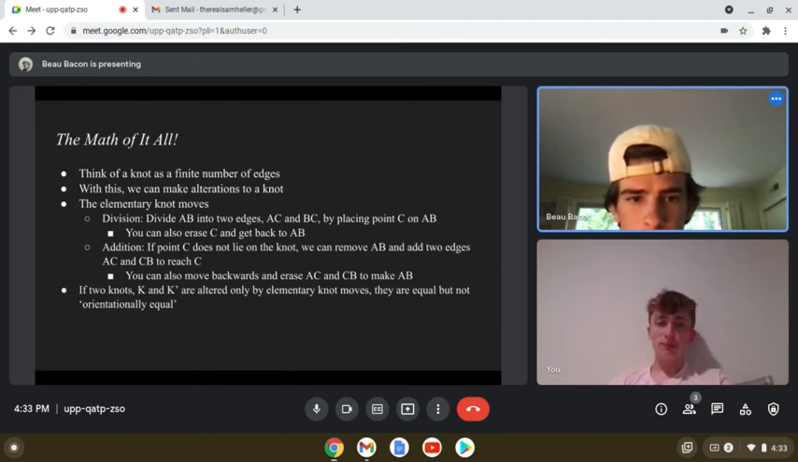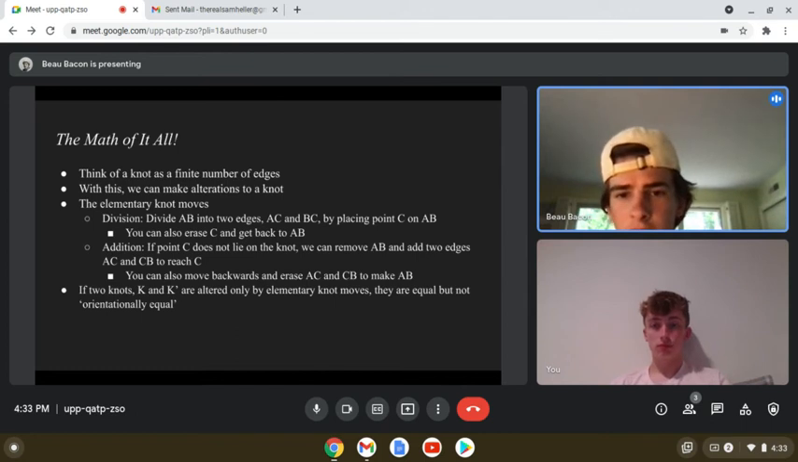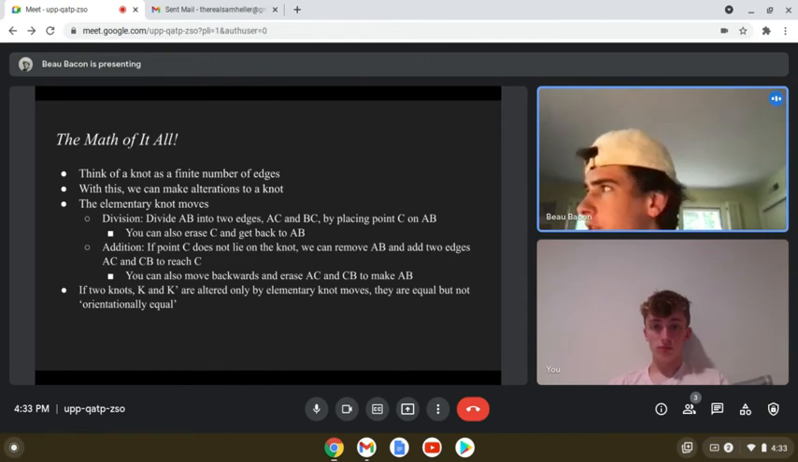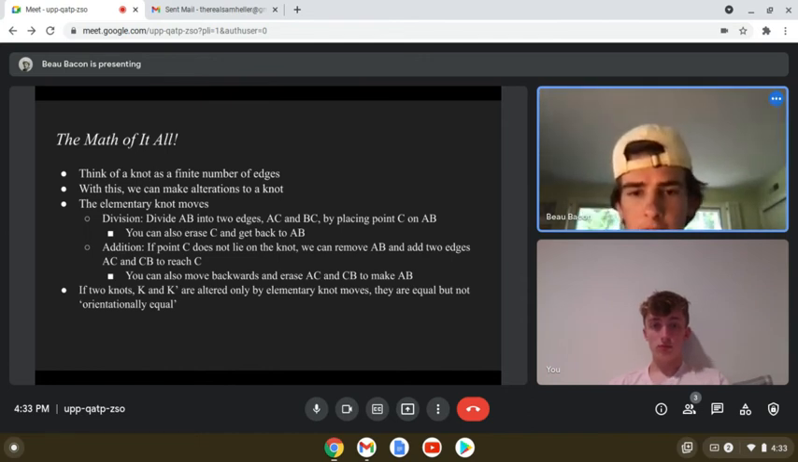So with the elementary knot moves, the first one being division, where you divide a certain edge into two edges by just putting a point in the middle. You can also erase that point and get back to AB. There's addition. If a point does not lie within a knot, you can remove a certain edge and connect that point to the knot. I'm gonna show you these in a little bit to make it easier to understand. But then again, you can also move backwards, erase the new line, and go back to the old one.